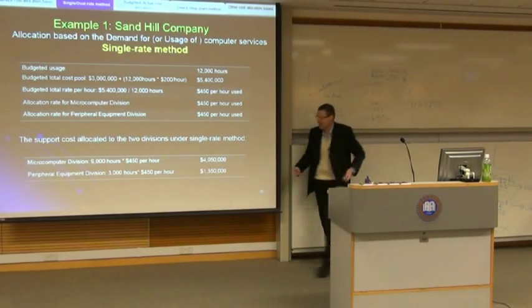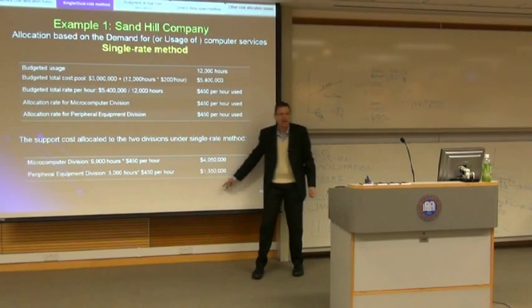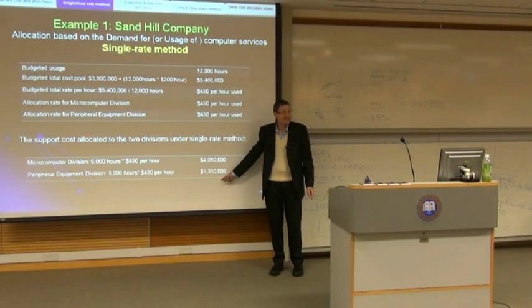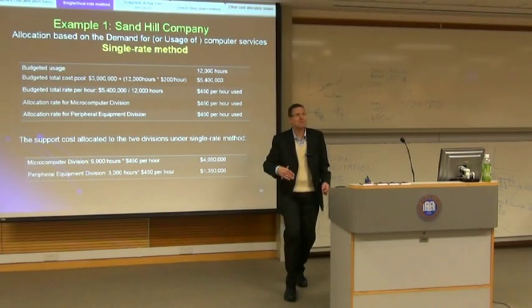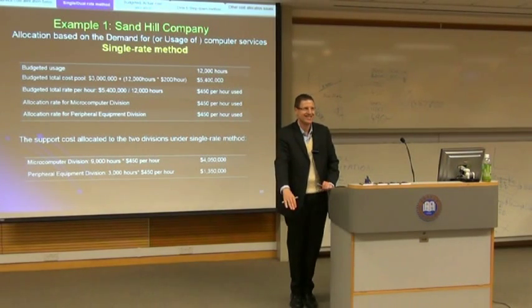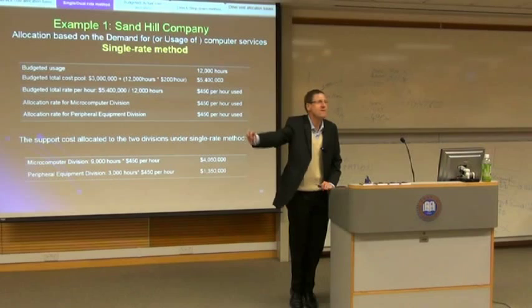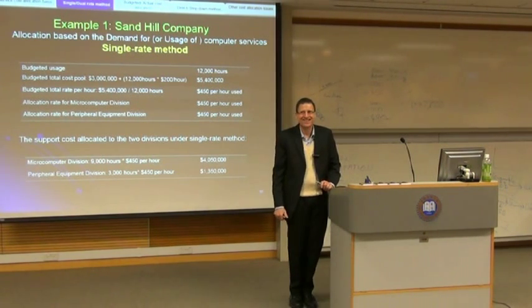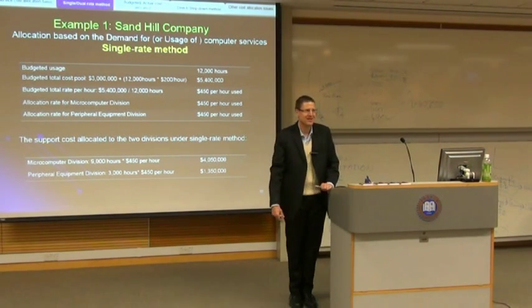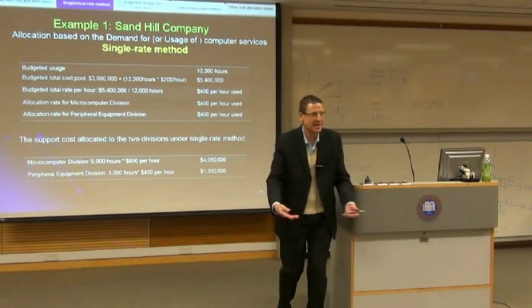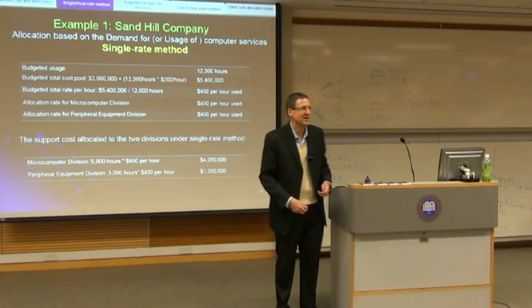So maybe the manager of peripheral division plays a game. Well, what's the game? Always budget more than what you're going to use. Never budget less. Always over. Add 20%. That's called gaming. It's called lying. It's strategic lying. That's what a game is.